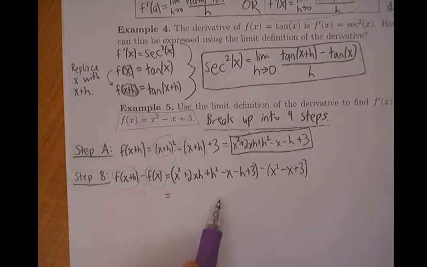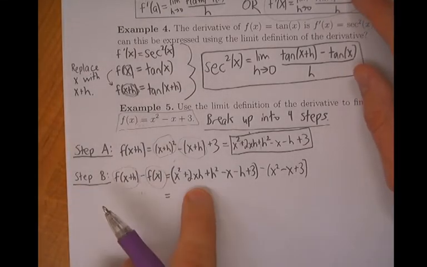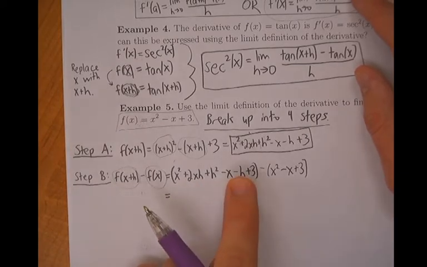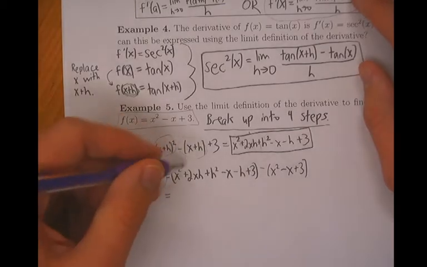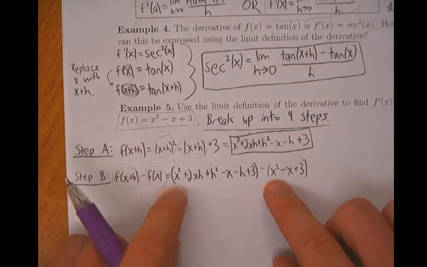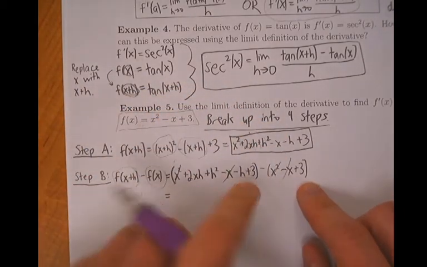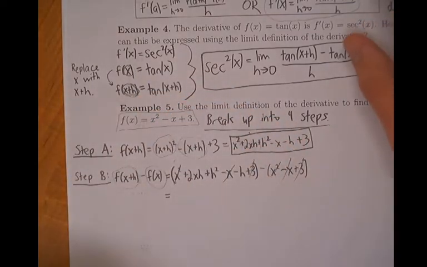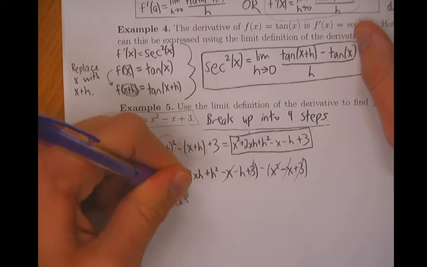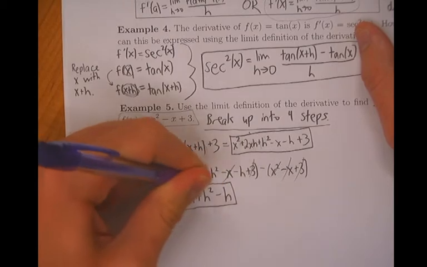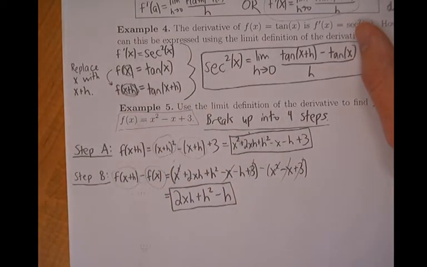2xh plus h squared plus h. Plus h? So 2xh plus h squared. Or it's minus h. As you notice, the x squareds cancel each other out, and so do the negative x's, as well as the 3's, right? So what we're ultimately left with at the end of the day here is 2xh plus h squared minus h. So that's the numerator of our difference quotient.